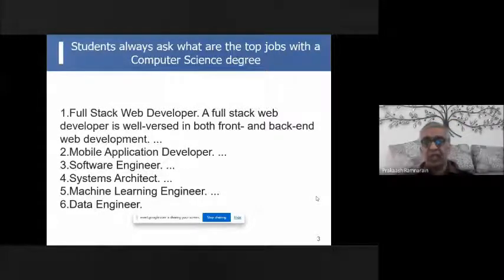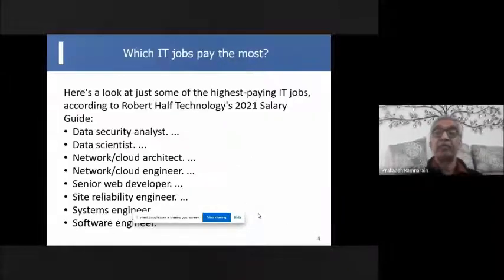Students are always asking what the top jobs are after we gain a computer science degree. Some of it is from research that I've conducted: full stack web developer, mobile application developer, software engineer, systems architect, machine learning engineer, and data engineer, to name but a few. There are a host of other particular jobs as well.